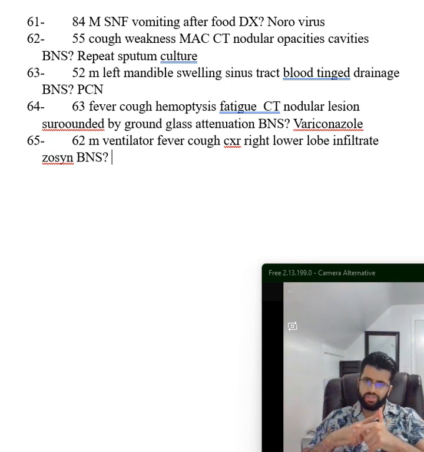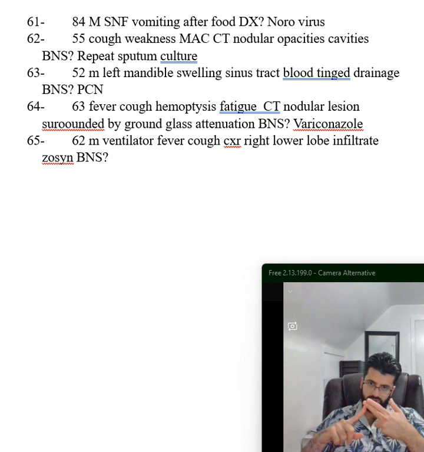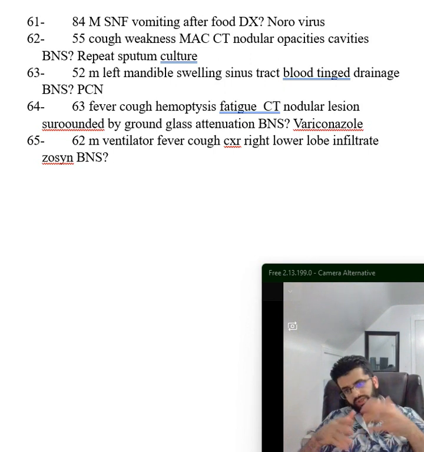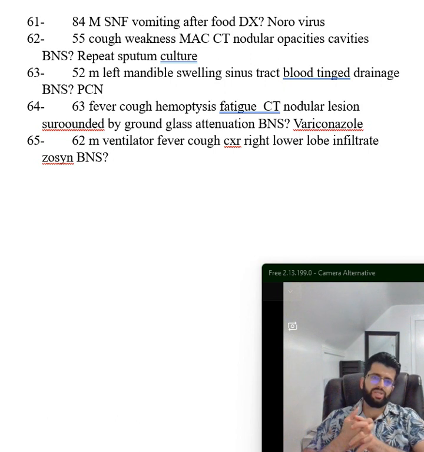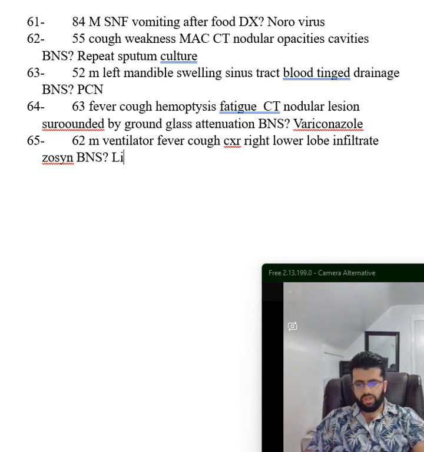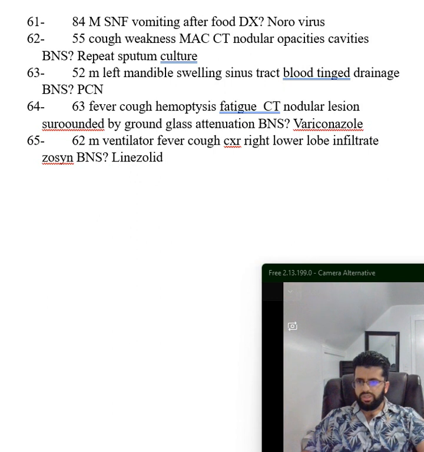Common organisms are MRSA, MSSA, and gram-negative organisms like Pseudomonas. So Zosyn can cover Pseudomonas, right? But you're missing the MRSA coverage. So you add either the vancomycin or the linezolid. Okay, and that's what they added in this. The answer was linezolid, and that's the answer. Okay, for MRSA pneumonia.